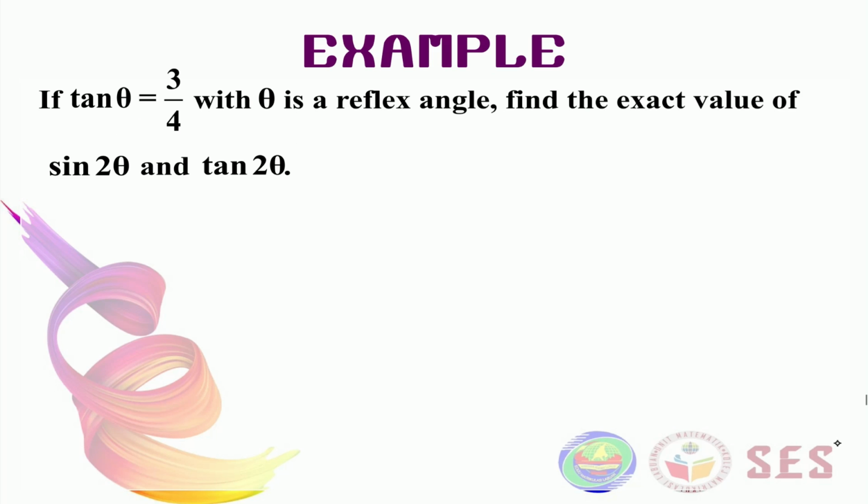In this question, they gave you tan theta equals 3/4, with theta as a reflex angle. Similar to what we did in the previous video, we do not find the value of theta. The question asks to find sin 2 theta and tan 2 theta. And to find that without finding theta, we need to sketch the triangle for it first. And remember, to sketch the triangle, we need to sketch in the exact quadrant on the Cartesian plane.